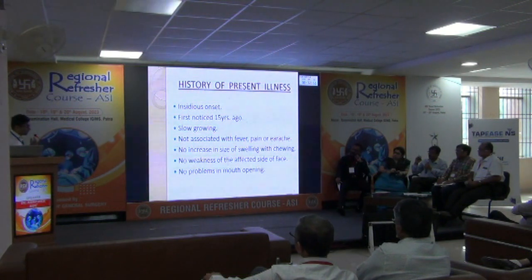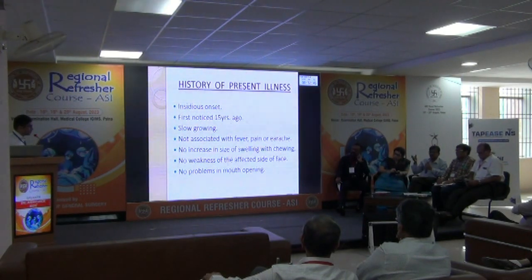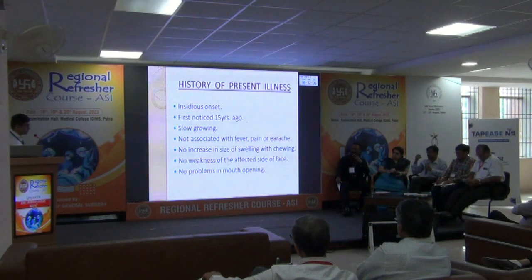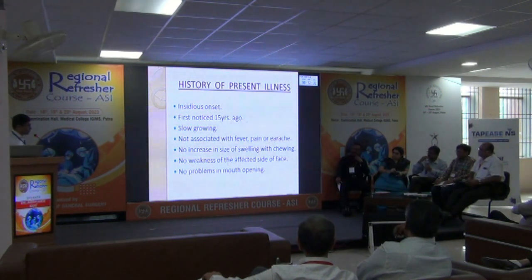From the history, there will be pooling of the food on one side, meaning drooping of saliva from the mouth. He can say that somebody is telling him that his eyes are not getting closed while he is trying to close the eyes. Then somebody might have noticed that the angle of mouth is deviated. And why is the food getting collected in the vestibule? Which muscle is involved? It's the buccinator. It's the buccinator palsy.